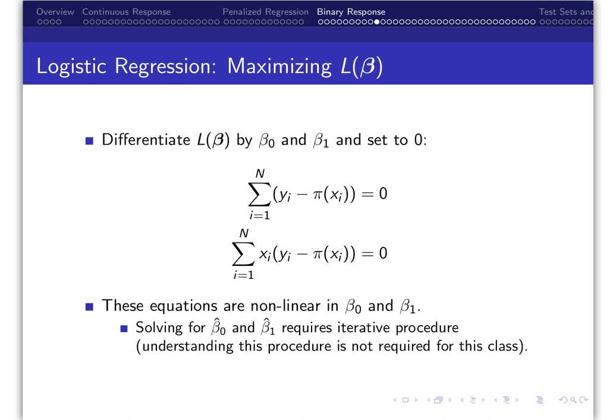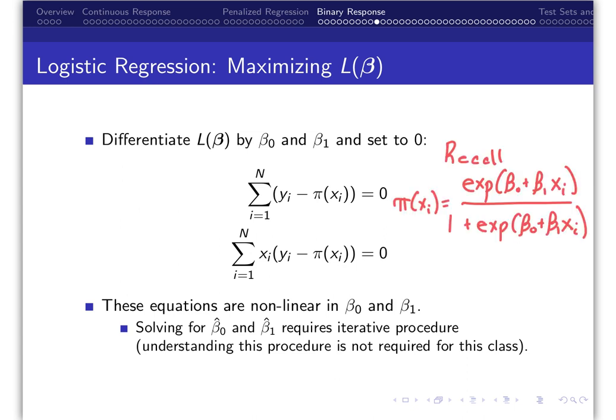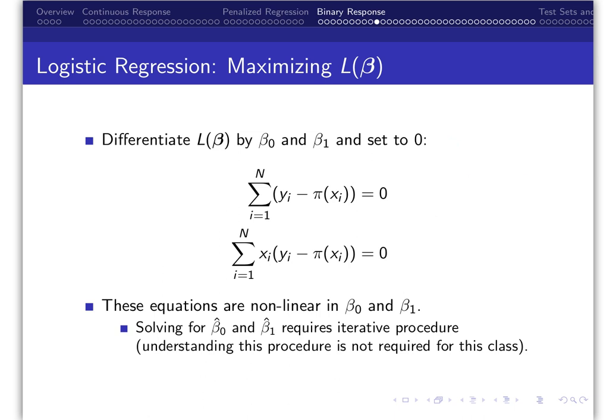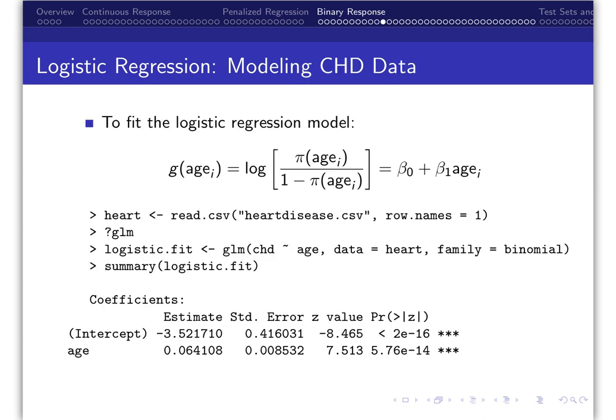We can differentiate the log likelihood with respect to beta naught and beta 1 and set the equations equal to 0. However, it is difficult to solve these equations because pi of x sub i is not a linear function, but an exponential function, so these equations are nonlinear. Therefore, we use an iterative procedure for solving for our coefficients that maximize the log likelihood, which we call our estimating equations or score equations.